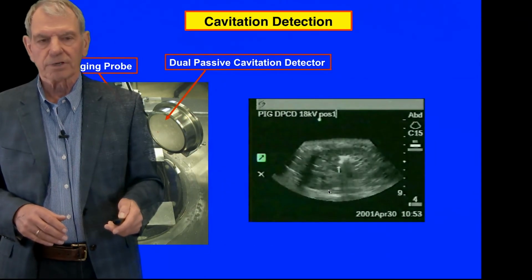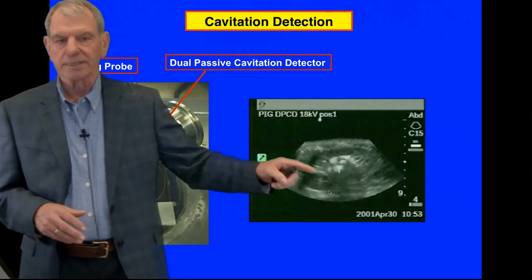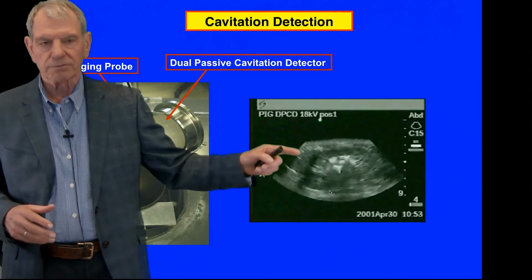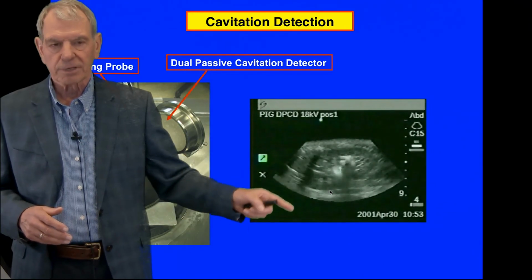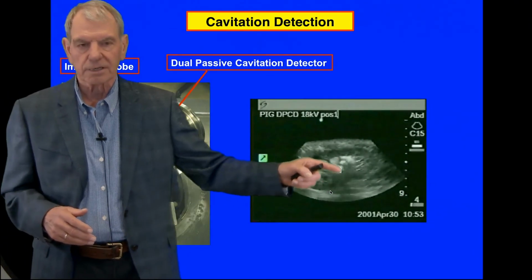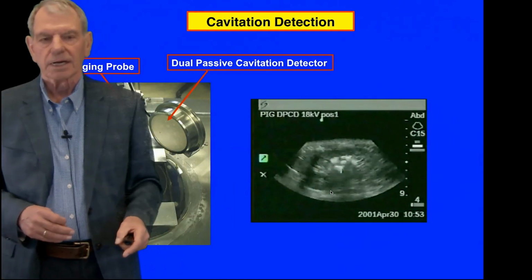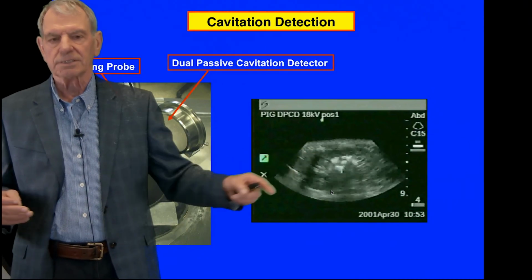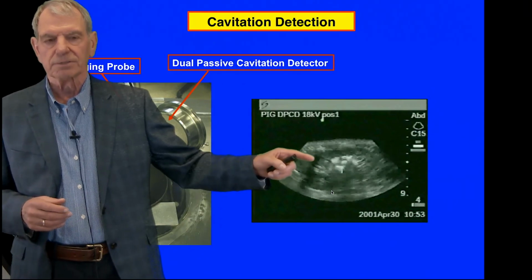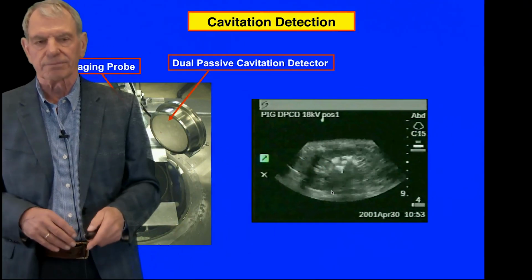And here's a movie that shows the kidney in a pig, and now the shock waves coming in. Let's back that up and do it again. The shock waves coming in, you see that artifact coming in, and then you see these hypoechogenic echoes coming off of this. This is the active cavitation system seeing the scattering from the bubble clouds that are generated by cavitation.